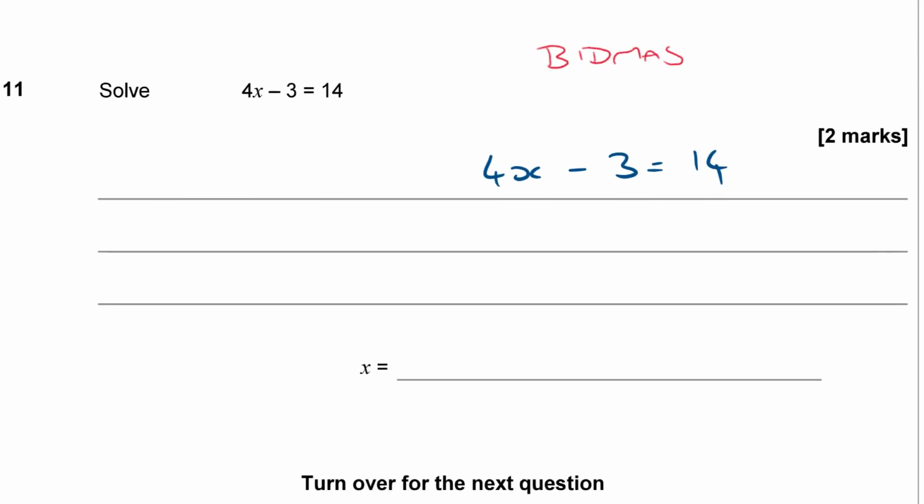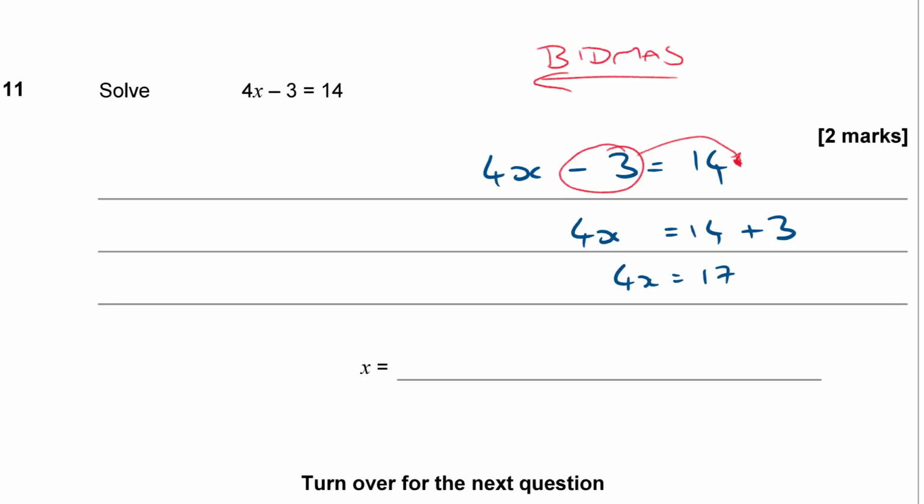So when you are unwinding these equations, you need to work back the other way. Going backwards through the list of BIDMAS, I'm going to move this subtraction first. Subtraction I'm going to move before I get to the division and multiplication. So I either change sides, or add 3 to both sides. You're going to get 4x equals 14 plus 3. So 4x is equal to 17. And then either cross multiplying the 4 to the other side or dividing both sides by 4, you're going to get x is equal to 17 over 4.